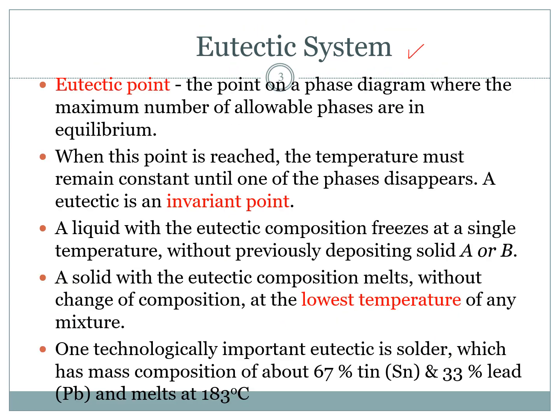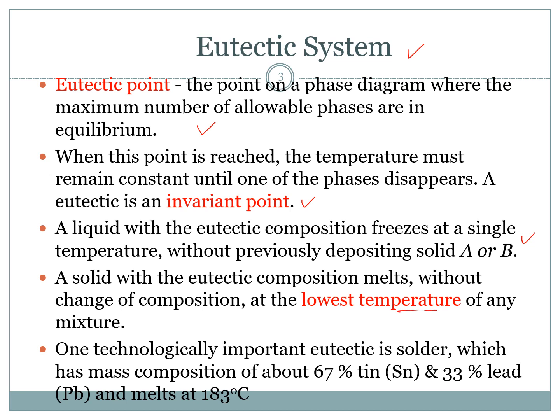Eutectic system. Eutectic point is the point on a phase diagram where the maximum number of allowable phases are in equilibrium. So when this point is reached, the temperature must remain constant until one of the phases disappears. A eutectic is an invariant point. A liquid with the eutectic composition freezes at a single temperature without previously depositing solid A or B. A solid with the eutectic composition melts without change of composition at the lowest temperature of any mixture.